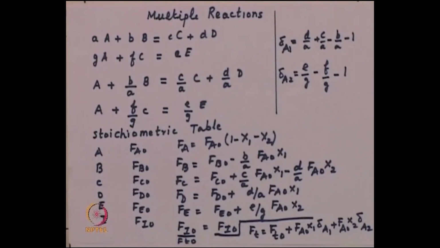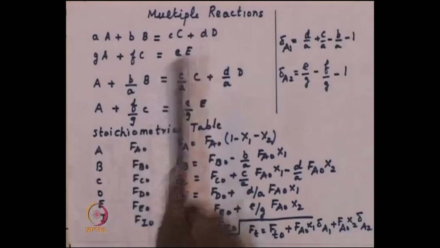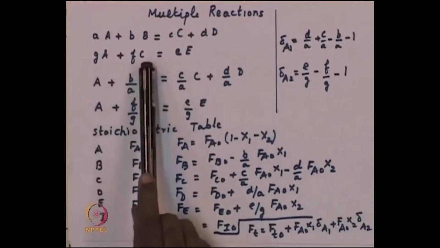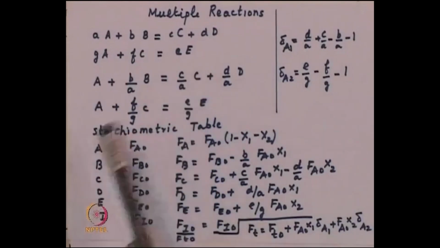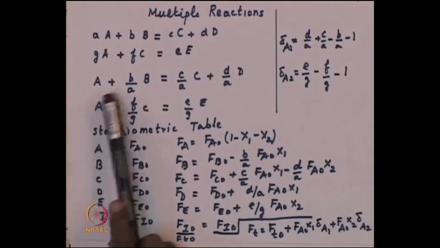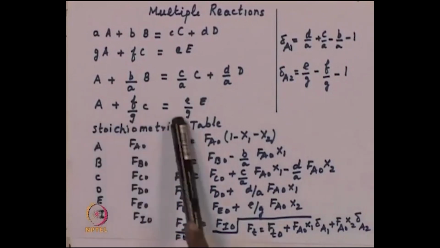Now, there is a lot of material written here, but let me just run through this quickly. A reacts with B to give C and D, coefficients A, B, C, D given. Again, A reacts with C to form another product E. So, there are two reactions taking place. Taking A as the basis, I have written here B by A, C by A, D by A, and similarly for the second reaction, E by A.